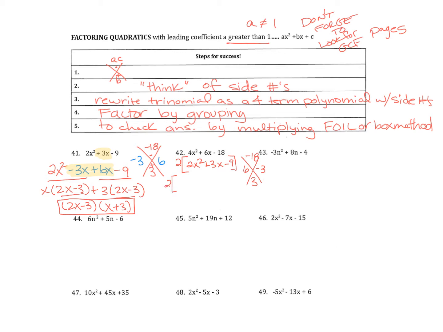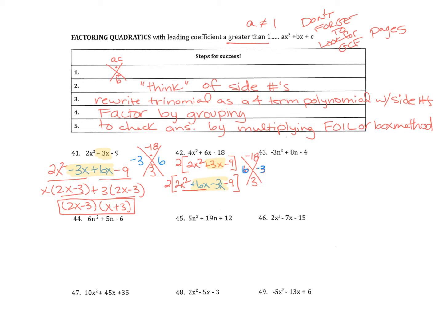I'm now going to rewrite my trinomial. I'm going to have my 2x squared in front. I'm going to have my minus 9 in the back. However, I'm going to use my two numbers from the side, my 6 and my negative 3. I'm going to write my positive 6x and my negative 3x here. Again, those are simply another way of writing this plus 3. I did that to make a 4-term polynomial because I can factor that.